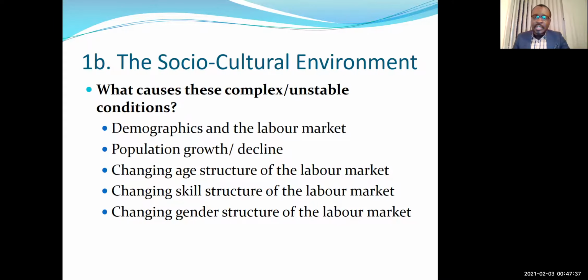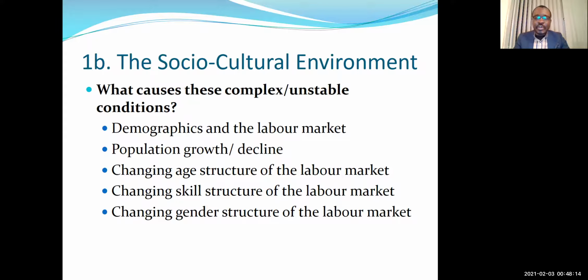The socio-cultural environment. What causes unstable socio-cultural situations? Demographics and the labor market, population growth and decline, changing age structure of the labor market, changing skills, taste and preferences, gender structures could affect or cause the organization to suffer once these are unstable, okay? So we must always keep up and monitor the age structure. If we are seeing the youth dominating the system, let's produce for the youth. Let's target them and look out for their taste and preferences so that we can meet them.